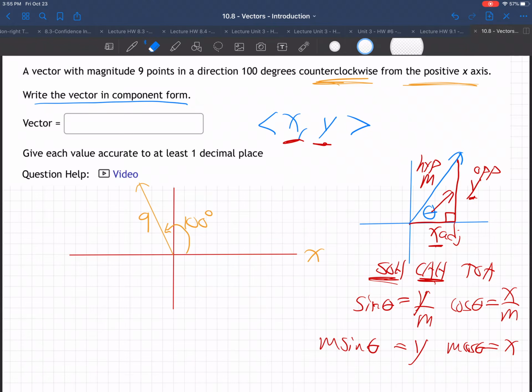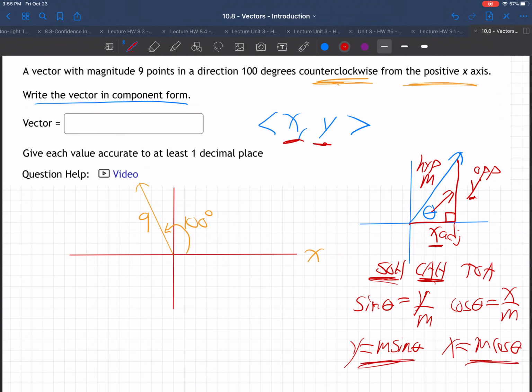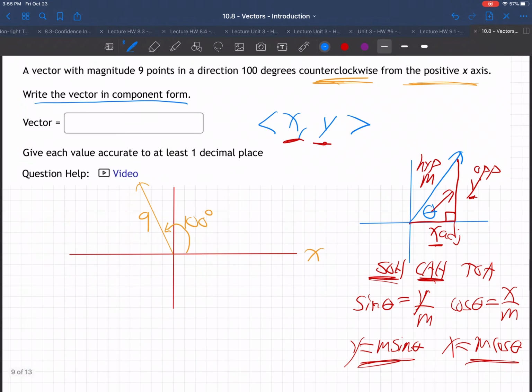Let me just try to write that more neatly. So y is m sine theta, and x is m cosine theta. See what I did there? I just multiplied both sides by m here and canceled that out, and the same thing here, multiplied both sides by m and canceled that out. So there's the formula. y is m sine theta, x is m cos theta.